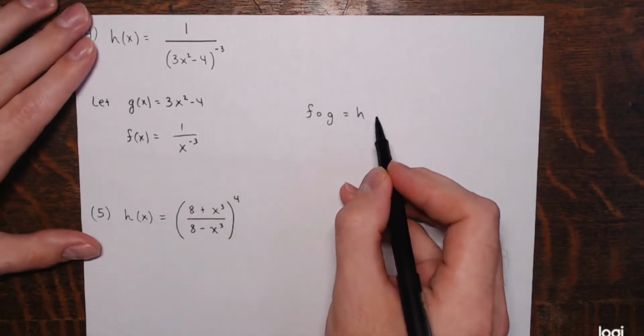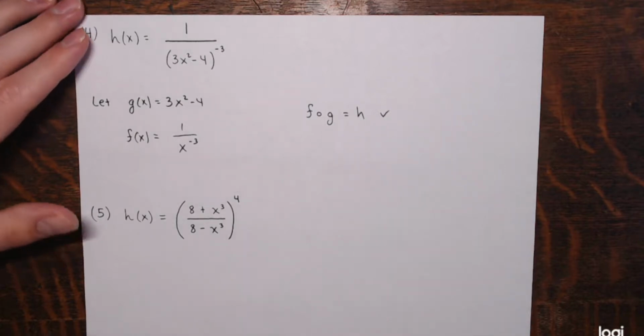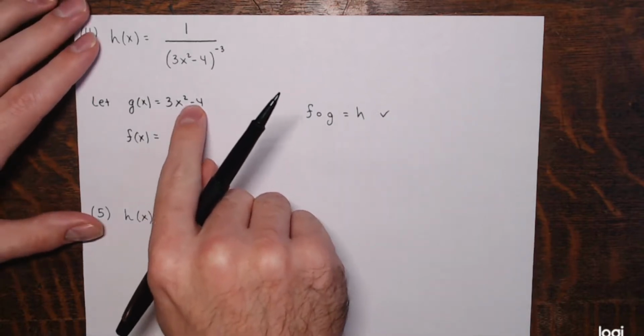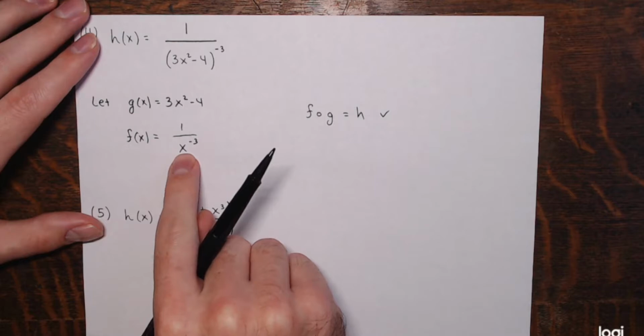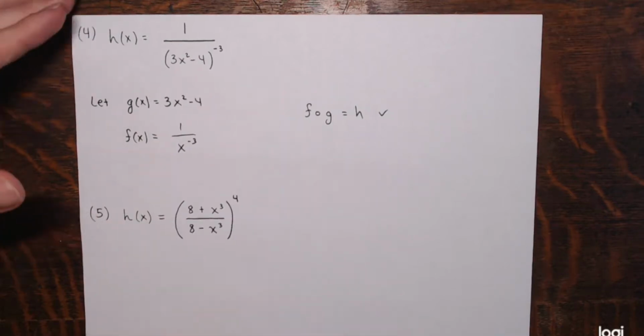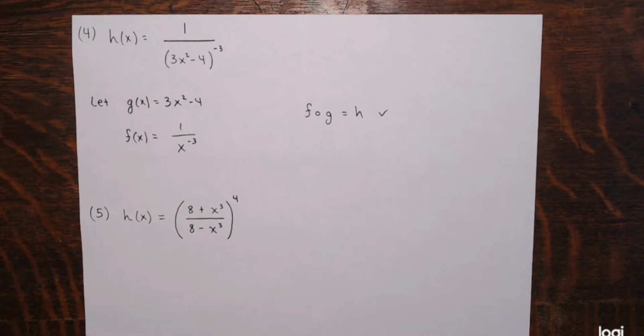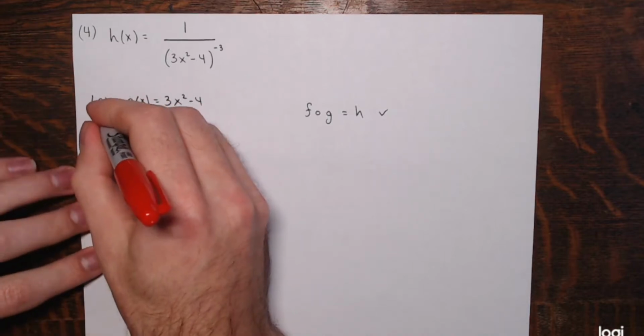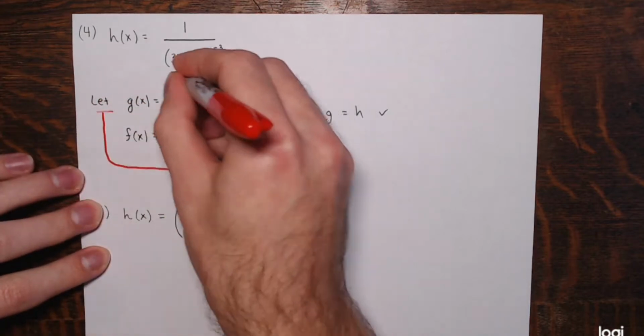And I'll leave it to you to check that, but all you'd be doing is putting g inside for x in f, replacing x with 3x squared minus 4 in f, and you'd get the same exact thing. And let's look at the graphs and just verify with some graphs here.